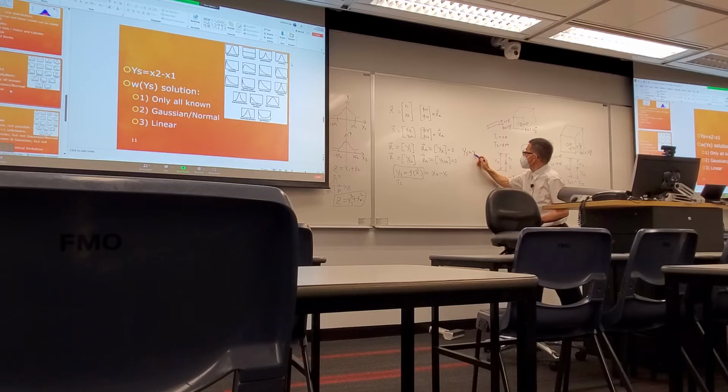Y equals x2 minus x1. This x2 is following a particular distribution, and x1 is following a particular distribution. Then what will be the result of this one? We don't know. That is the difficulty. It's not simply 10 minus 10. 10 minus 10, anybody can solve it.